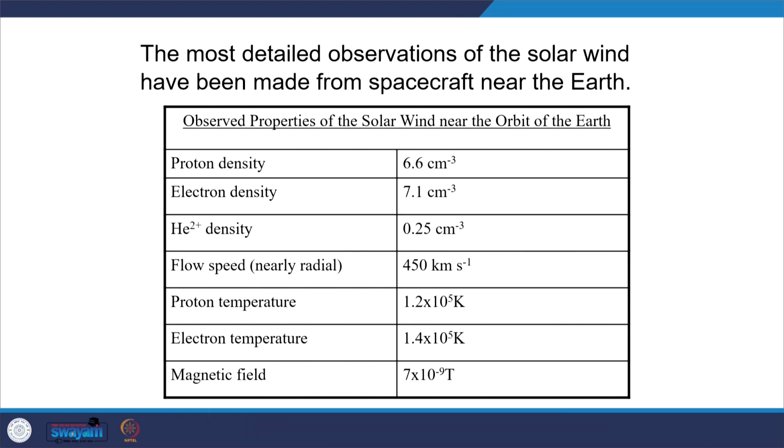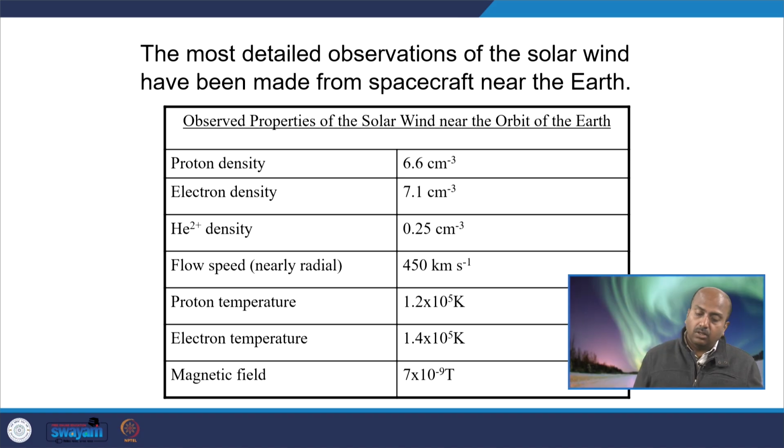Right. Now, what all constitutes the solar wind? The most detailed observations of the solar wind have been made from spacecraft near the Earth. So, these are the properties of the solar wind observed near the orbit of the Earth. Typically protons 6.6 per centimeter cube, which is a very good number. And electrons, 7 per centimeter cube, He2+ doubly ionized helium, 0.25. Flow speed: the radial speed is of the order of 450 kilometers per second.